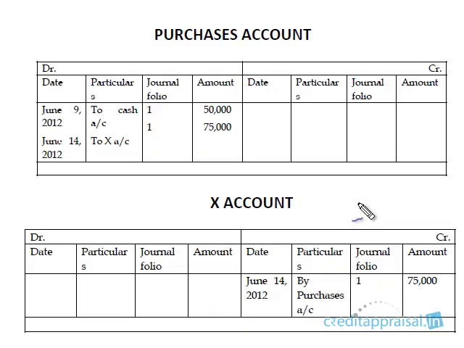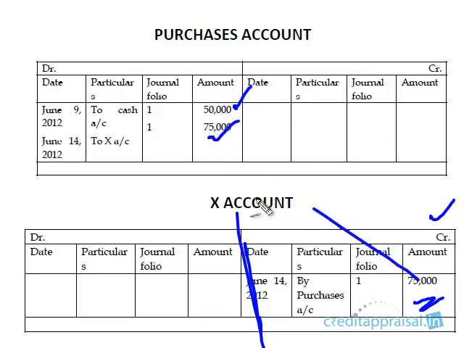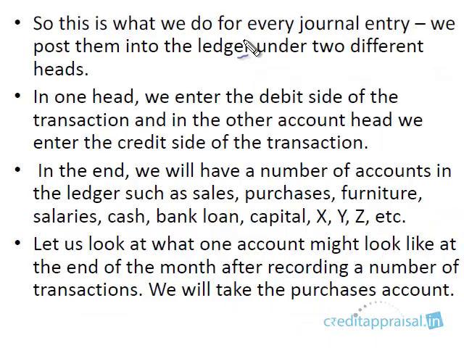So the X account, since X is a credit effect, on the credit side, right, we'll be entering the amount. Purchases, in the earlier transaction we have 50,000 already. Now in this transaction, this 75,000 will be going in the debit side, right? Since purchase is the debit effect in this particular example. So that is what we will actually be doing in the ledger.